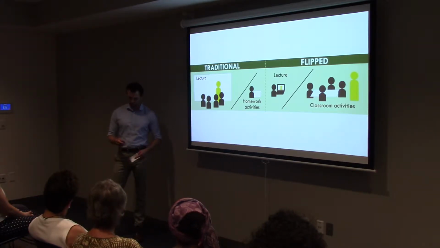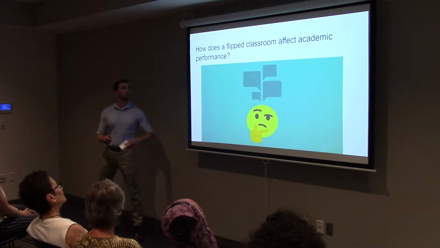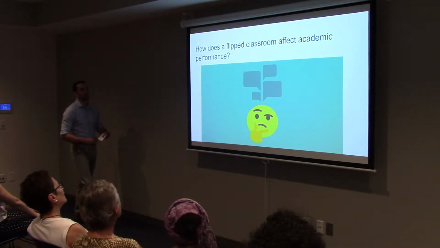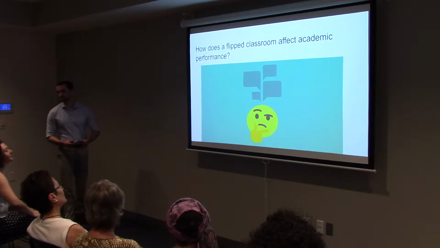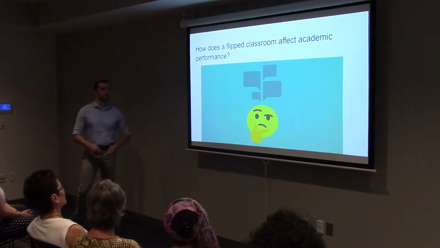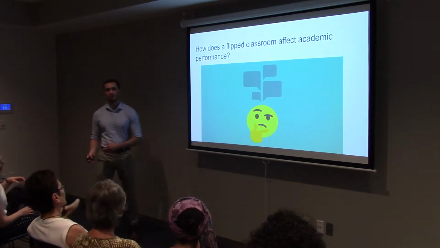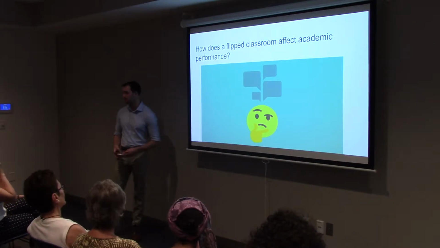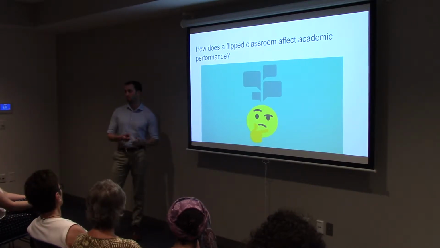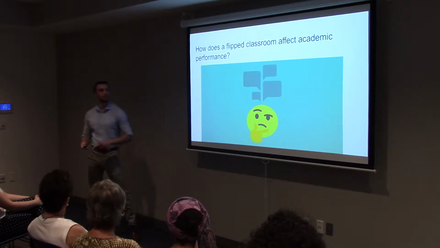Okay. So that brings me to my research question. My research question was, how does a flipped classroom affect academic performance? And of course my hypothesis was that it would increase academic performance, and that would show up in better grades, and that would be due mostly to the differentiated speed at which students can learn the material, and the higher quality math practice that can occur with all those support structures.